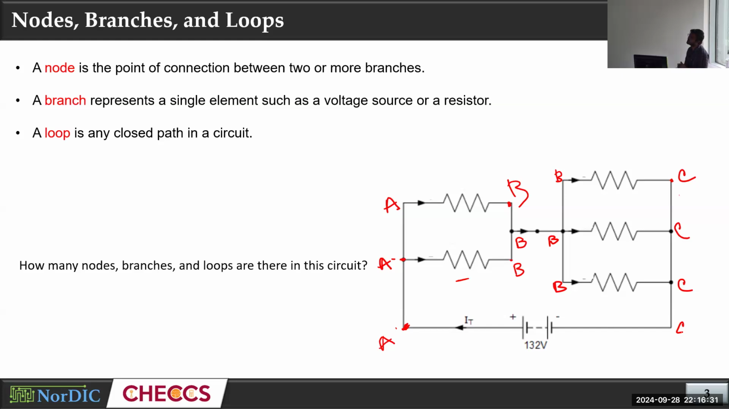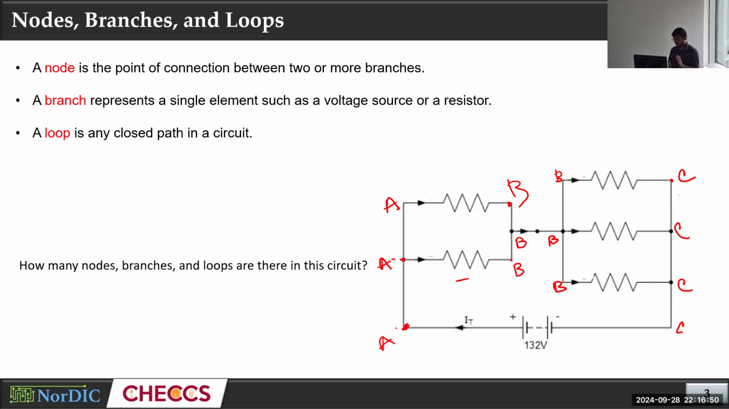So how many loops are there in the circuit? May I ask a question about nodes? Sure. If I go to the left one, where is the parallel connection? You said both of them are A, B, A, B. What if the resistor value is different? Will this count as a different node? That's what we will discuss here.